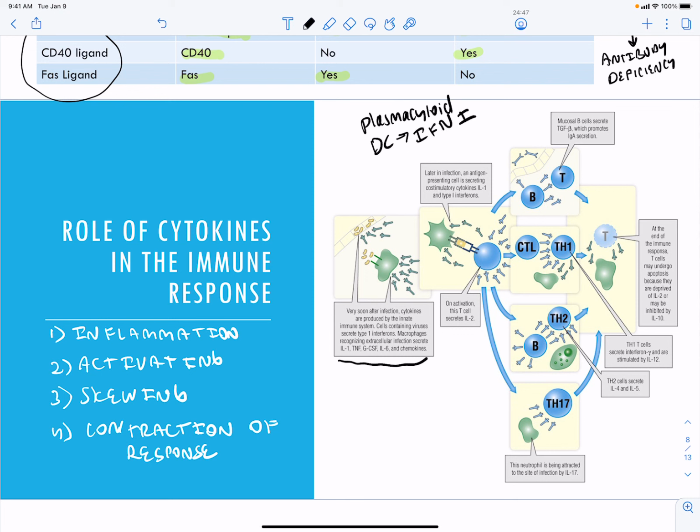It's a major producer of type 1 interferons. On activation, our T cells are going to secrete IL-2, which is a growth factor for other T cells. And it depends on what type of infection your T cells have as to what type of response. So your T helper cell is kind of the orchestrator of your responses.